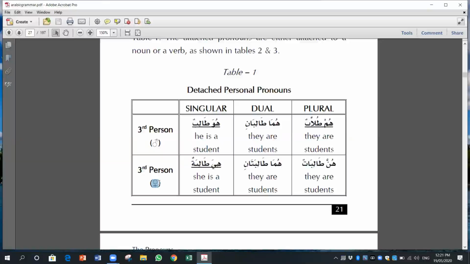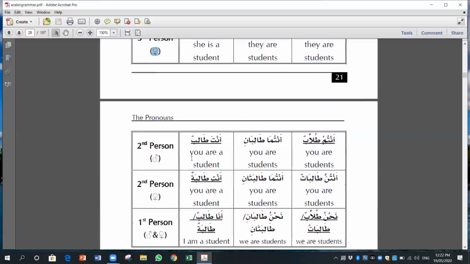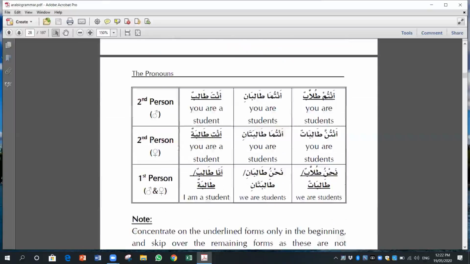Exactly. Okay. So we studied this table for third person pronouns. Let's move next and see second person pronouns. Now the table will be the same. I told you the first 3 words will be for the male gender, and the next 3 will be for the female gender. Secondly, the first column will be for the singular, the second column for the dual, and the third column for the plurals.